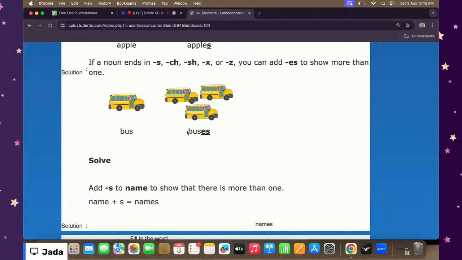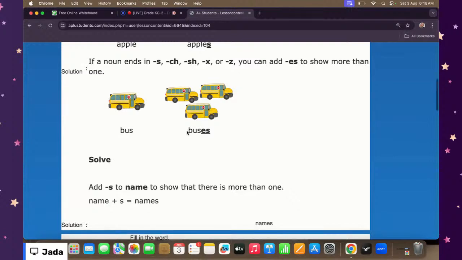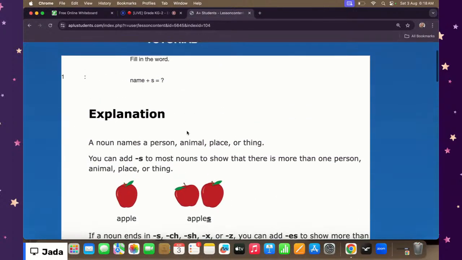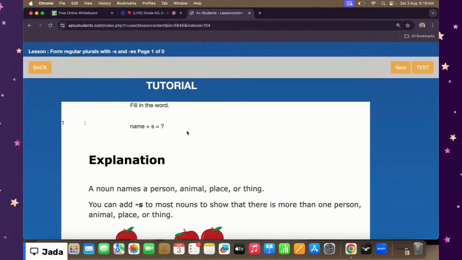Okay? So now, let's look at some more examples. Everybody, don't worry. This lesson is from KG to grade 2. Okay, so if you're in grade 2, you can do this lesson. You have it also in grade 2. If you're in grade 1, it's correct. If you're in KG, it's perfect. So do not worry. This is for everybody.